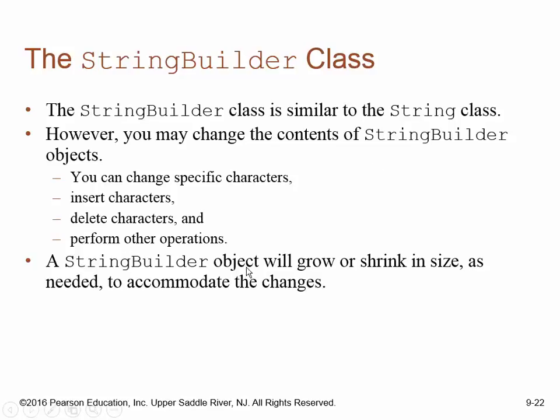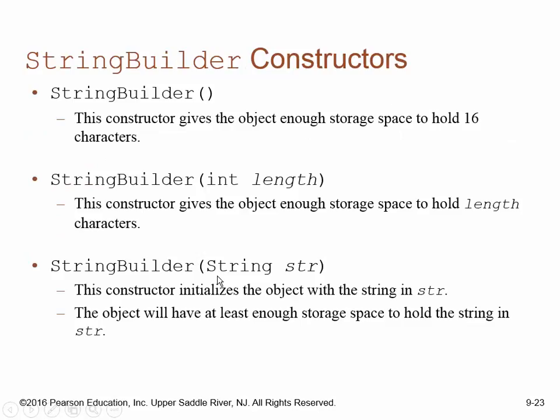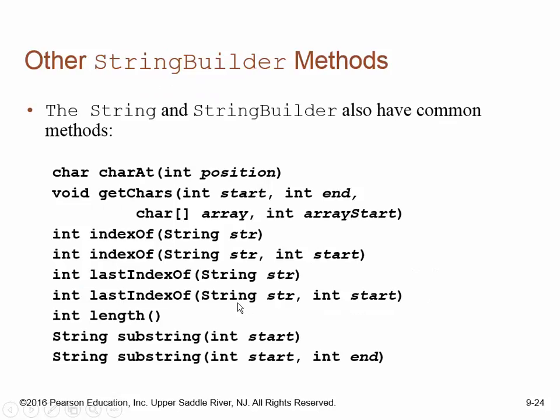Why? Because again, StringBuilders can grow or shrink in size as needed to accommodate any changes I might want to make. So I can create a StringBuilder and put no number in there so it defaults to size 16. Or I can put a number in there. Or I can put an actual string in there. There's a bunch of methods that you can use with a StringBuilder class. The majority of them are shown right here. Now when you look at it, you go, wow, those are pretty much the same things that we could use for a string. That's because that's what they are. A StringBuilder is just a mutable string, so it can be changed.